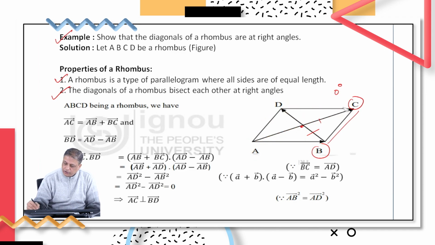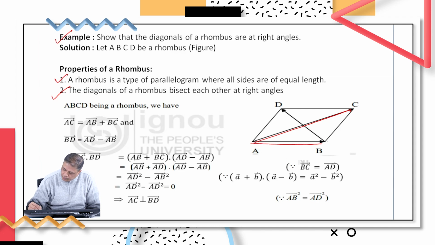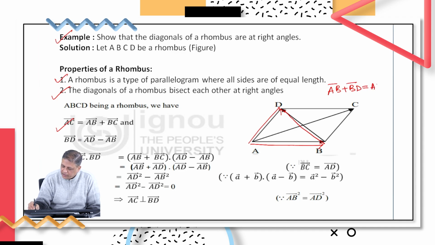By looking at the figure, you can always see that vector AC, applying the triangle law of addition of vector, is nothing but AB plus BC. So this is equal to AC. And you can always see that for BD, this is vector AB. So applying the triangle law of addition of vector, you can say vector AB plus BD is nothing but vector AD.